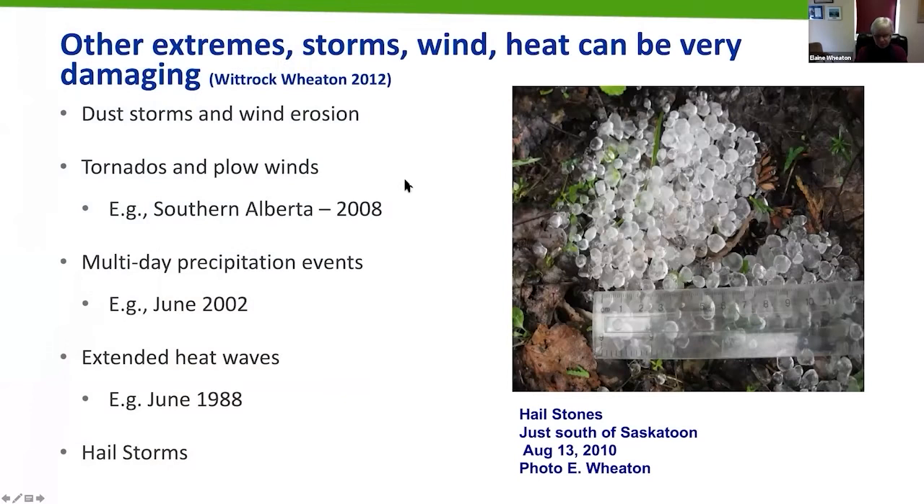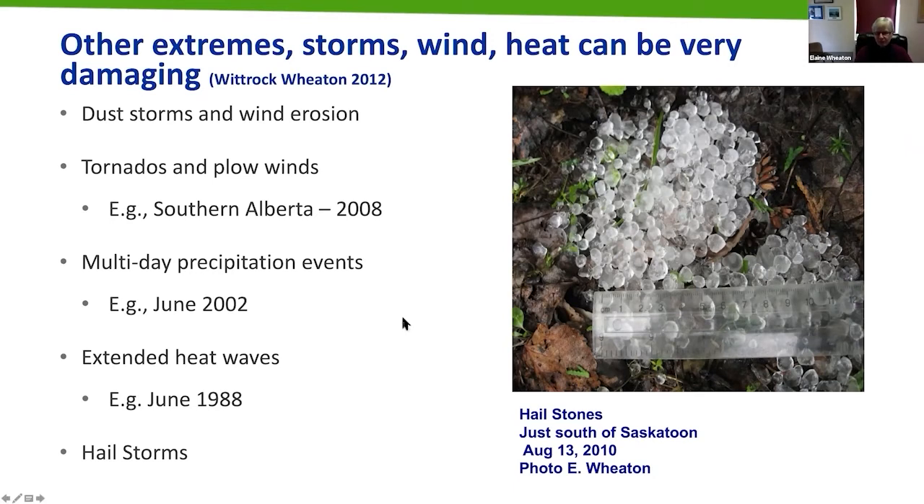So I wouldn't be a very good climate scientist if I didn't draw your attention to other extremes. Storms, wind, and heat can also be very damaging. This smaller amount of hail may not look too dangerous, but believe me, if you're a sensitive plant or even a sensitive animal, you'd have trouble. I'm just listing some of the other extremes here, and they include wind erosion, plow wind. Southern Alberta has had many of those, including hail, of course.